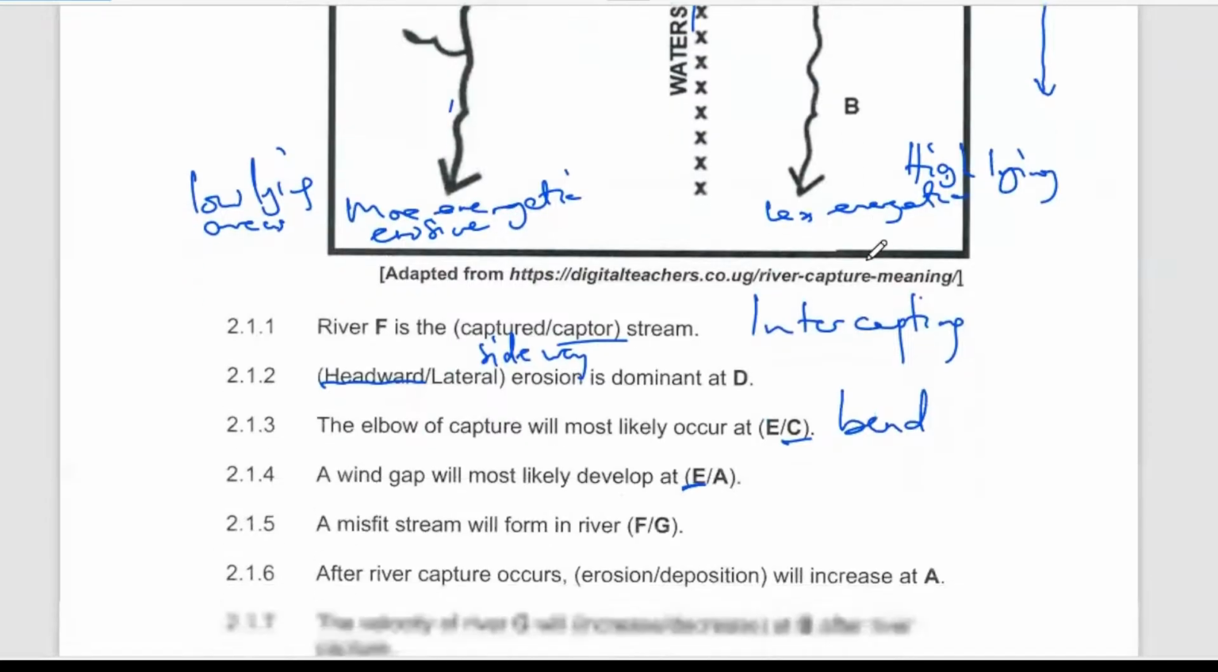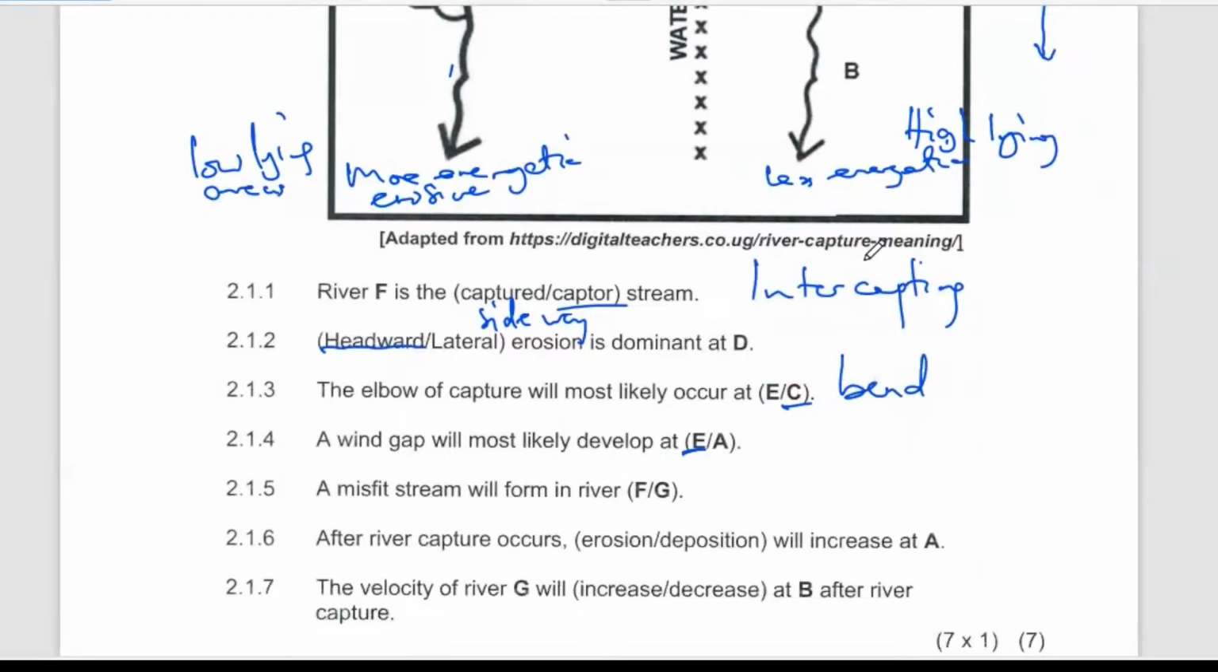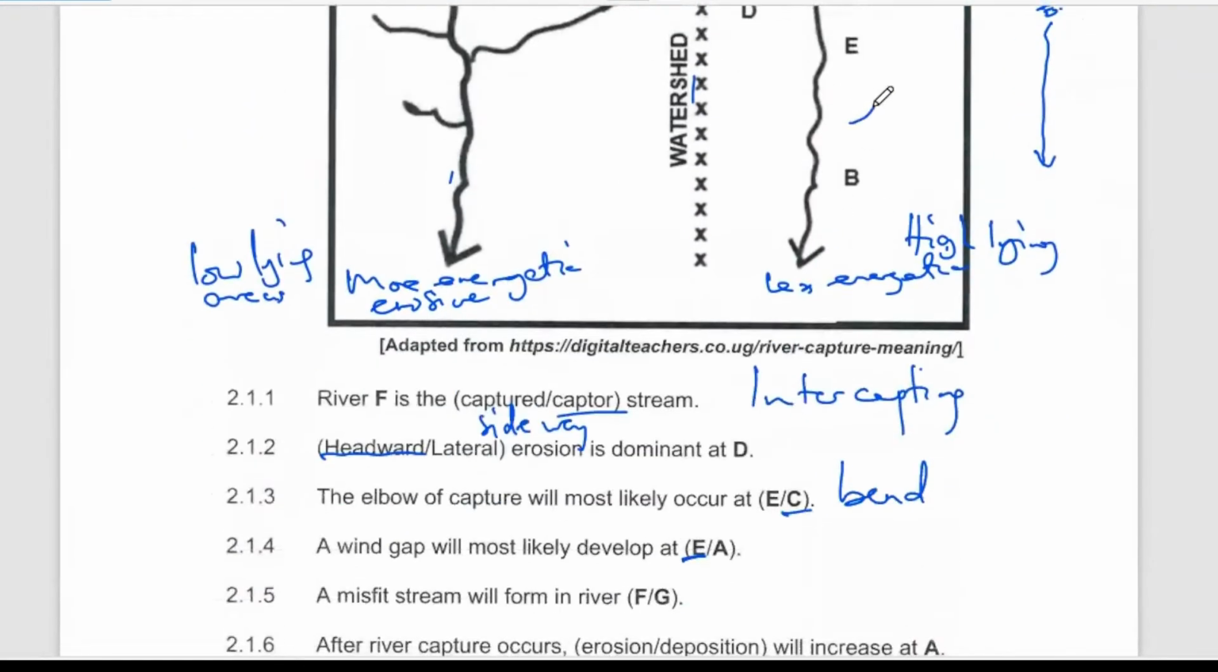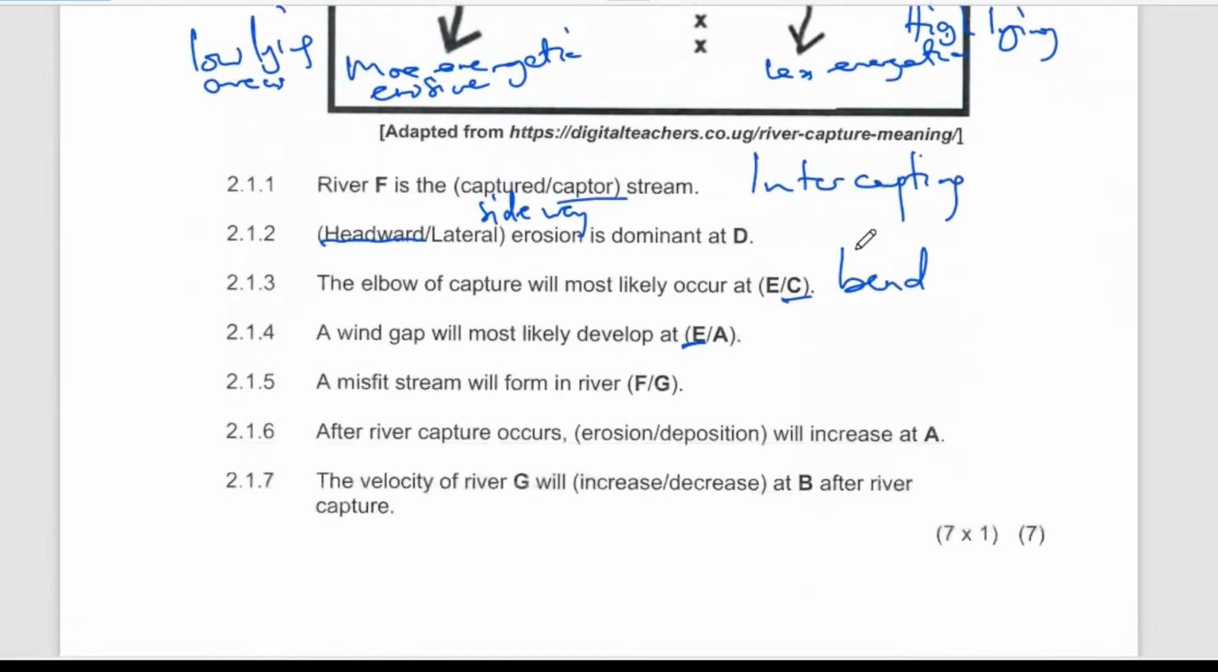Right, moving on to the next question. A misfit stream will form in river F or G? A misfit, we said, is going to form here as this river continues. So it's going to form at G.